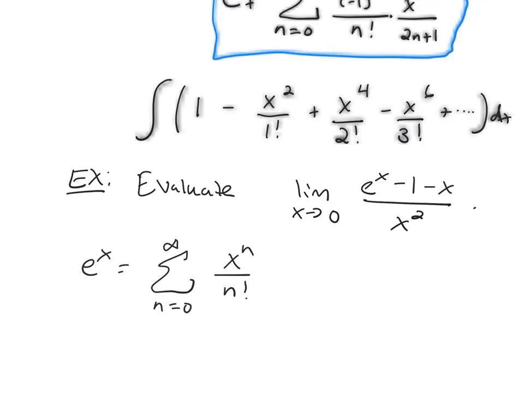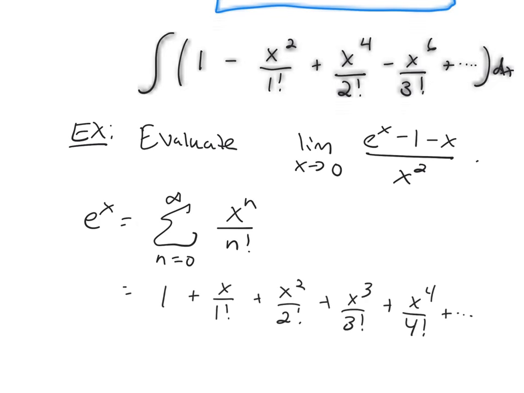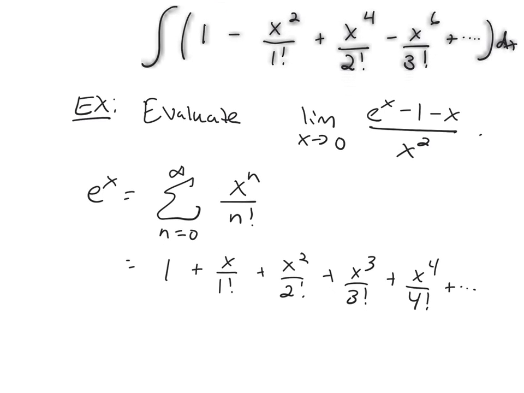And for this, I'm actually going to go ahead and write out some of these terms. So I get 1 plus x over 1 factorial plus x squared over 2 factorial plus x to the 4th over 4 factorial. So I write out some of the terms. And now because this Maclaurin series represents my function, I can replace e to the x in the limit with this Maclaurin series here.